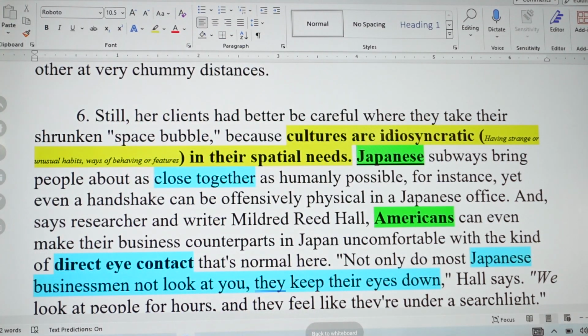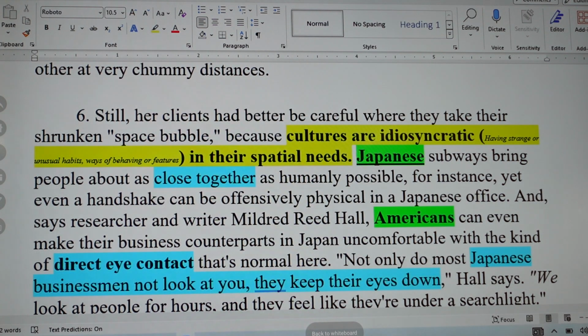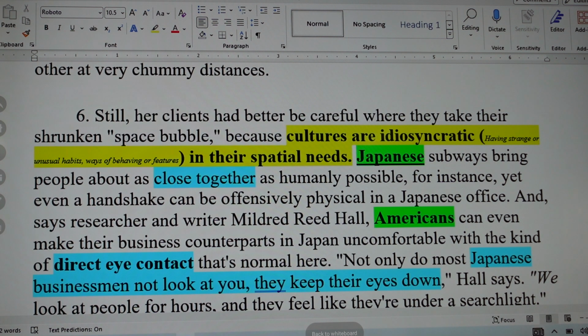What is a contrast marker? A contrast marker is where the second line does not go with the first statement. Any word that connects two opposing ideas is a contrast marker, like but. Okay. What is a reason marker?